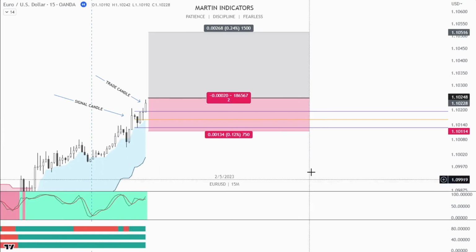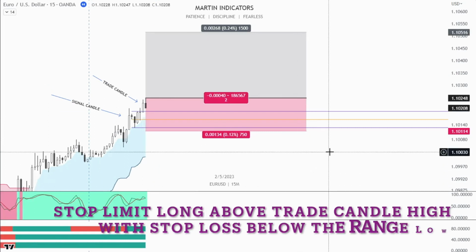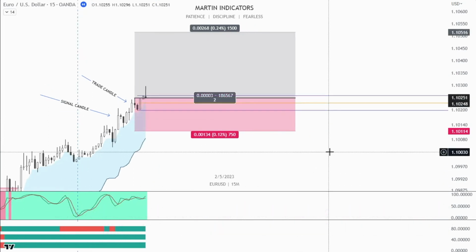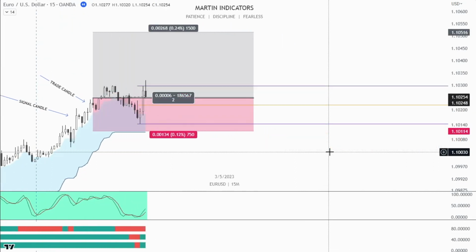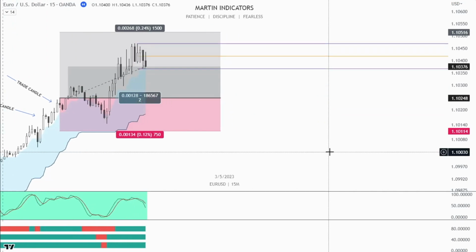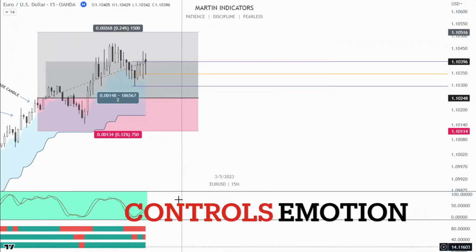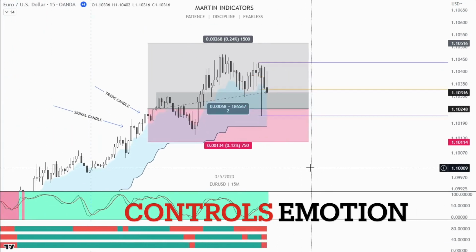And now the price is closed above the signal candle high. We will place a stop limit long above the high of the trade candle with stop loss below the range low with 1 is to 2 risk reward. And we wait for the setup to complete. This is how the Martin strategy is designed to catch only trending momentum burst moves with precise entries and exits without any FOMO.